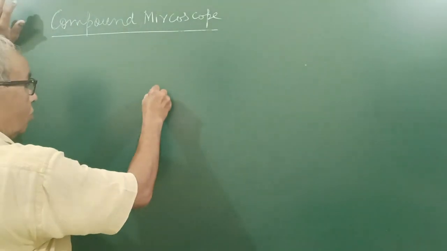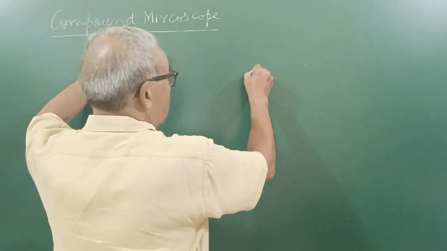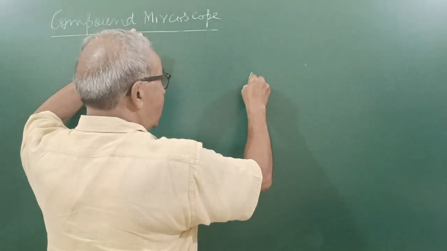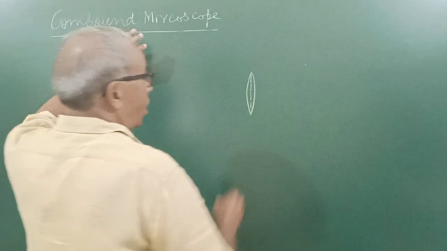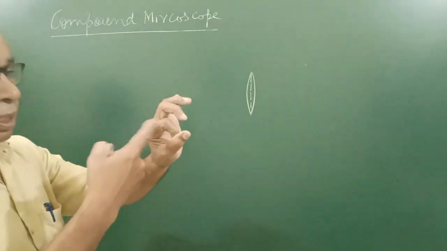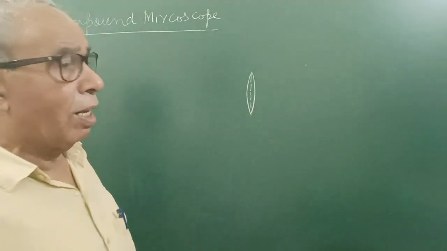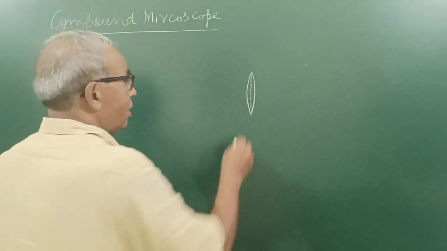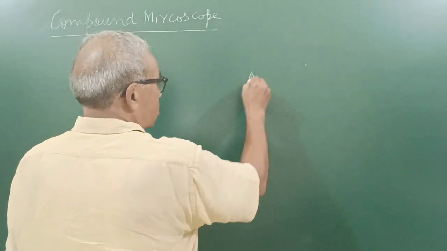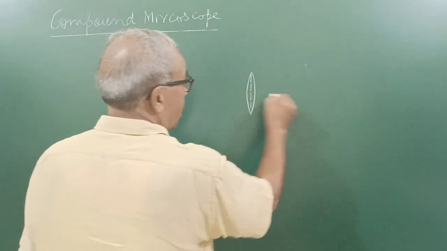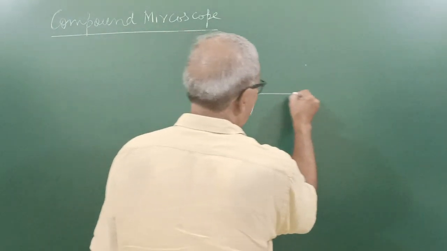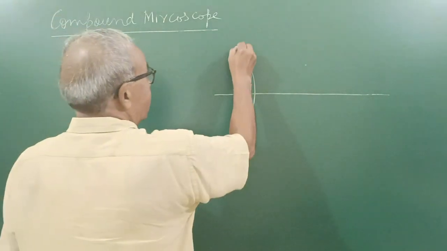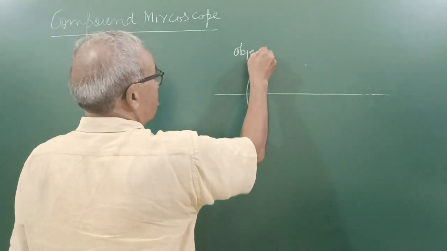Actually, first you draw the objective lens of small aperture here. I have to draw it bigger because I want to explain. Otherwise, its aperture diameter is hardly 1 centimeter, or less than 1 centimeter radius. Draw the principal axis. Now write it as objective lens.